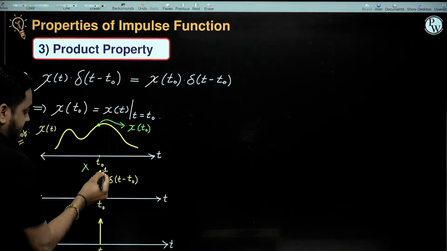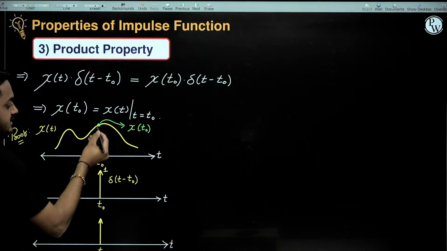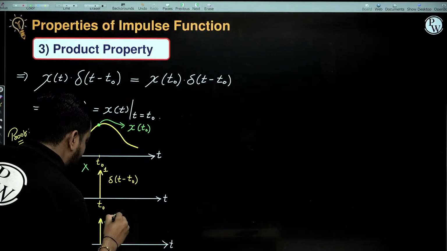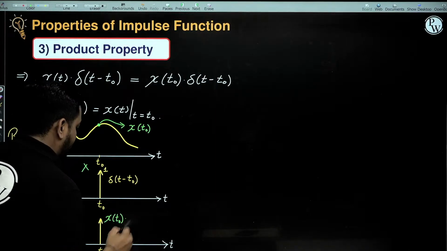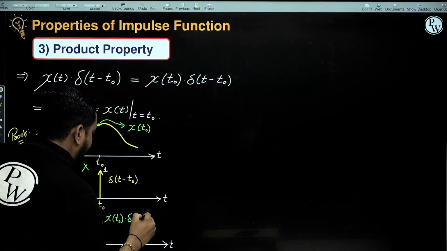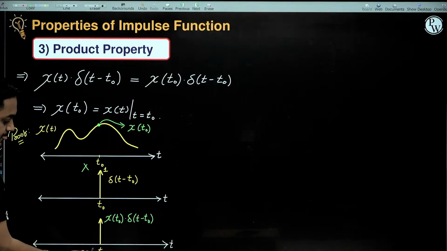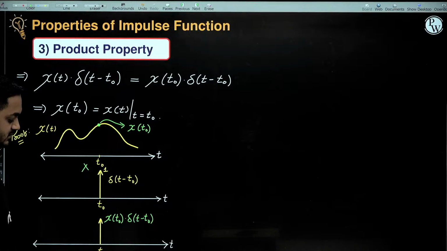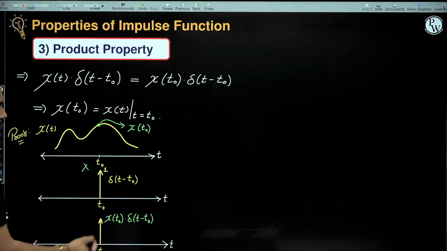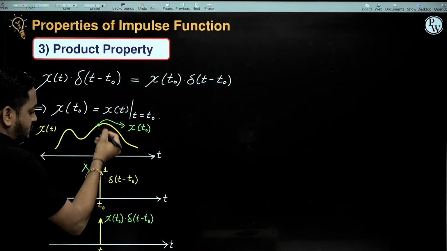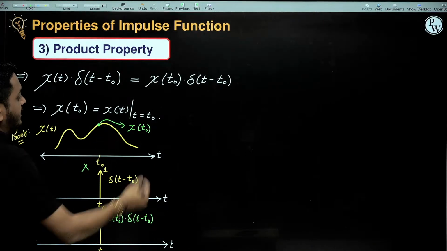Now here see, this is 1 and this is x of t naught. Here the amplitude is x of t naught and this is 1. So its weight is x of t naught, or area is x of t naught. The impulse is located at t naught, so that's why delta t minus t naught. Now what is the weight, or what is the area? Here x of t naught and here 1, so x of t naught into 1. So x of t naught into delta t minus t naught.